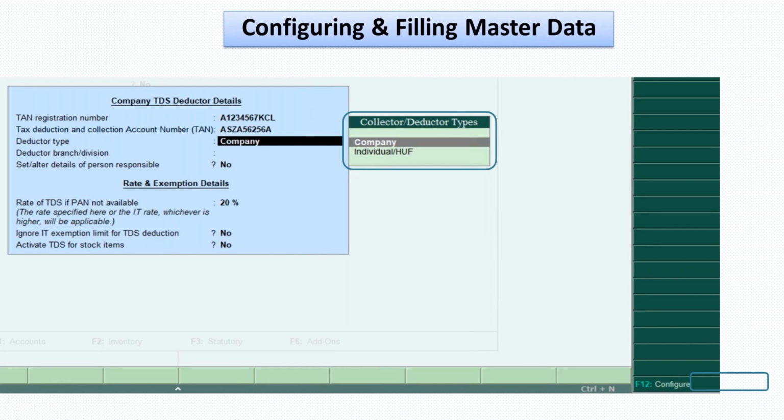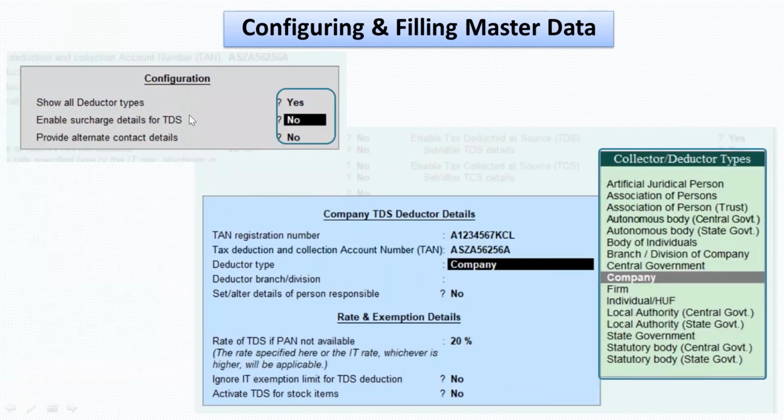We will have the TAN registration number entered here, and the deductor type, whether it is a company or an individual, will also be entered here. Then if TAN is not available, what is the rate? We know that it's a 20% rate, so we can put it here. If there is surcharge, that will be enabled. And we can also show all deductor types.